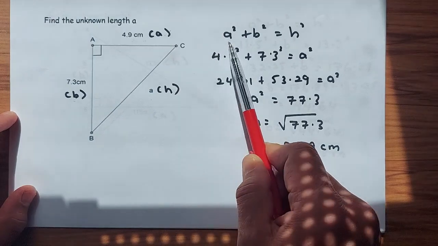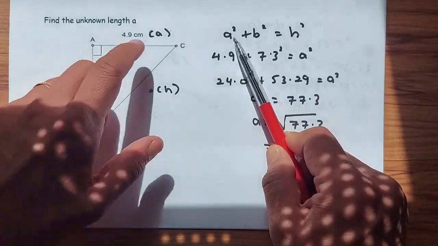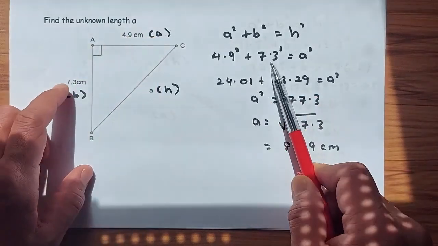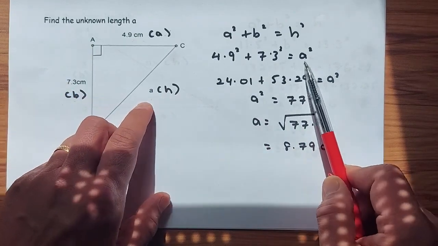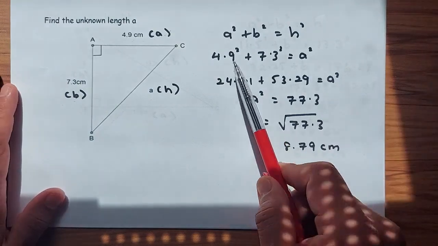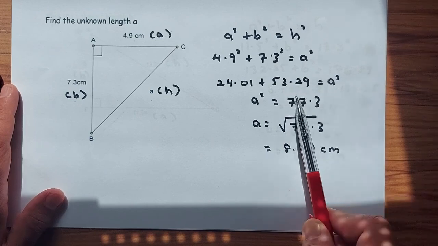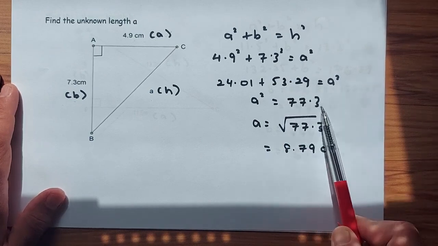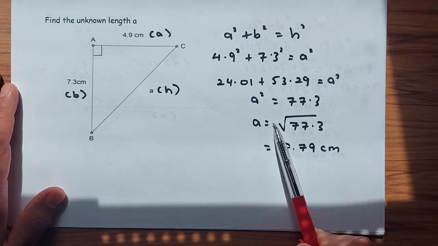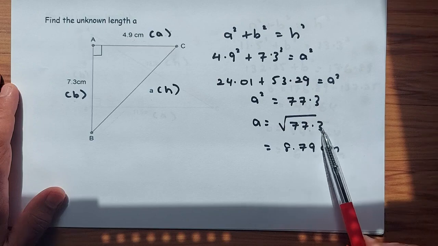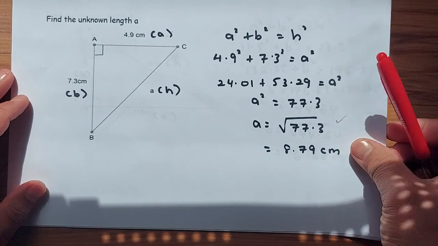Once we have that, we use the formula a squared plus b squared equals h squared. Instead of a, we replace with 4.9 squared. Instead of b, we replace with 7.3 squared. Instead of h, we replace with a squared, because that's what you want to find. Put in your calculator, that becomes 24.01, that becomes 53.29, add them up together. So a squared is going to be 77.3. To get a, because it's a squared, you square root the answer. Square root of 77.3 gives you 8.79, and that will give you a mark in the exam.